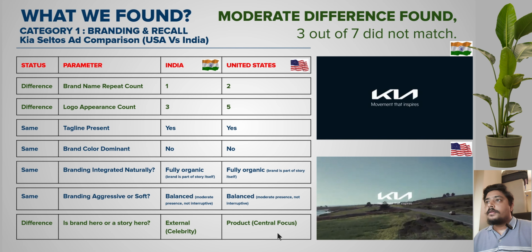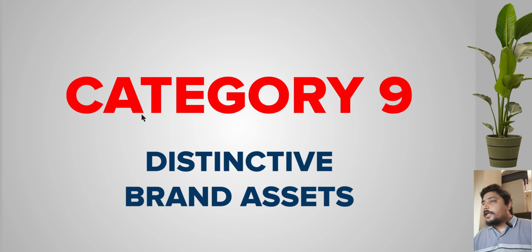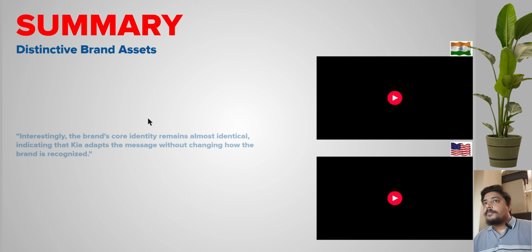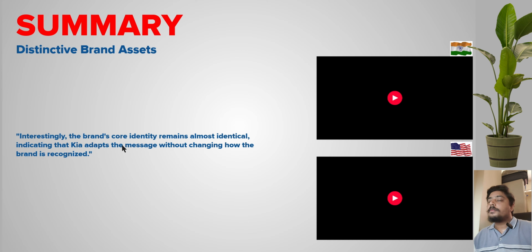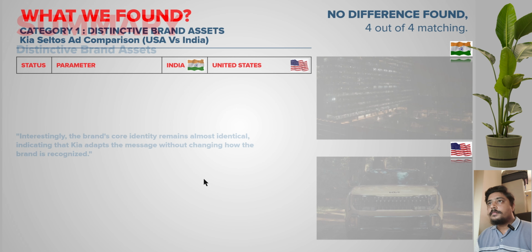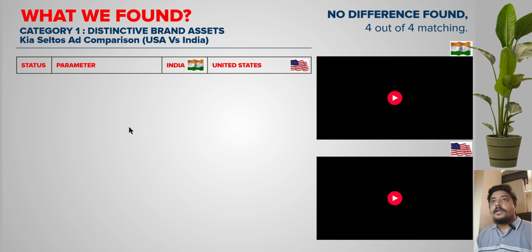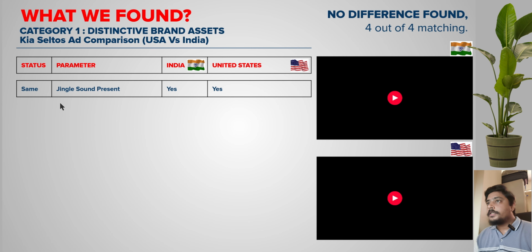Now let's move towards the ninth category, that is distinctive brand assets. Interestingly, the brand's core identity remains almost identical, indicating that Kia adopts the message without changing how the brand is recognized. Now let's see what we have in the parameters in distinctive brand assets. If any kind of jingle sound was used, yes, the jingle sound was used at the end of both the ads.